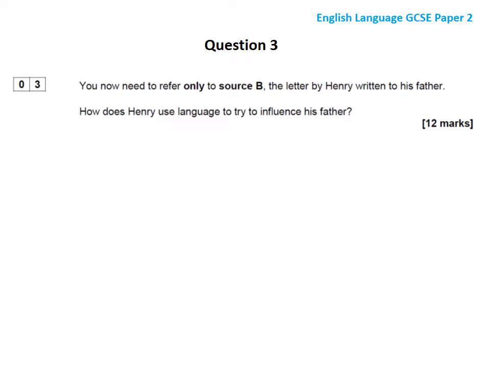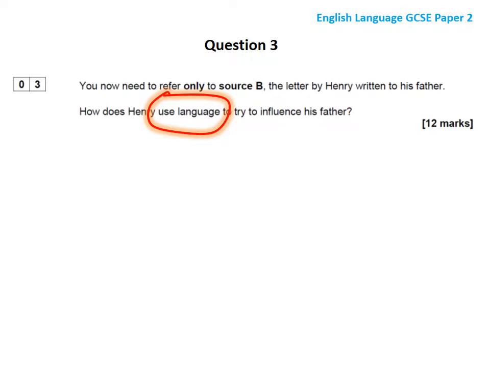So this video is looking at question 3, which is looking at how the text uses language. So if you look at the question in detail, you now need to refer only to source B, the letter by Henry written to his father. How does Henry use language to try to influence his father? 12 marks for this question.